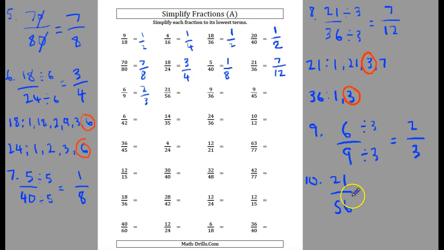Okay, getting a bit harder, so you might need to use a multiplication table if you need, but the highest common number is 7. So 21 divided by 7 is 3, and then 56 divided by 7 is 8. So we have 3/8.